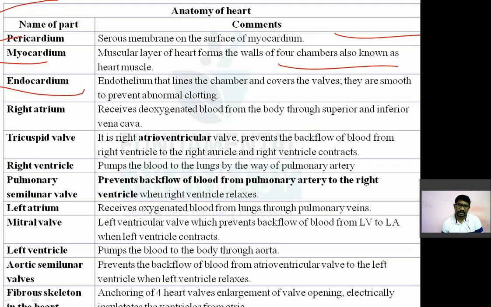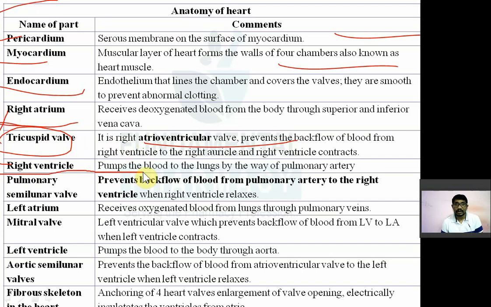The right atrium will receive impure blood from the superior and inferior vena cava. Then the right atrium will transfer the blood to the right ventricle, and in between these two there is the tricuspid valve, also known as an atrioventricular valve. This prevents the backflow of blood from the right ventricle to the right atrium when the ventricles contract. The right ventricle pumps the blood into the pulmonary artery.